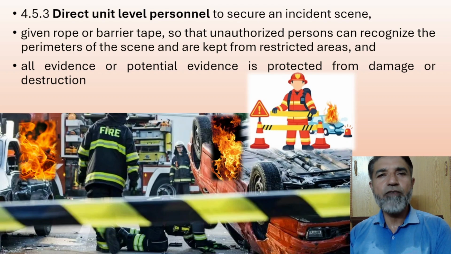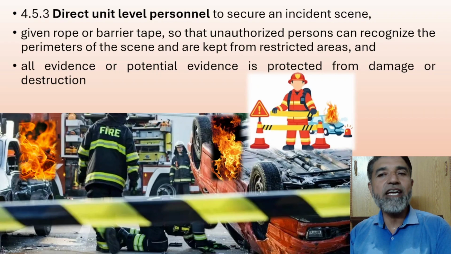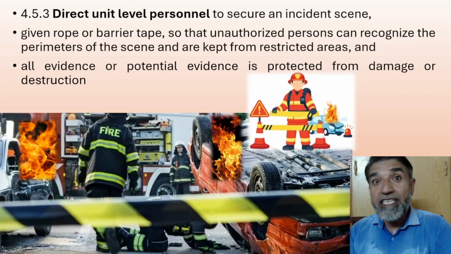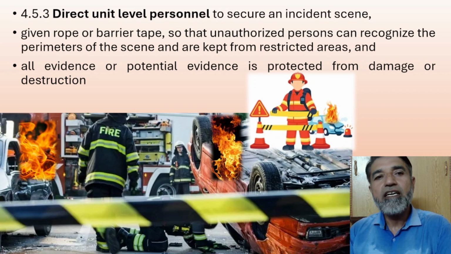The next is 4.5.3, that is, direct unit personnel to secure an incident scene. He commands them, he orders them, he sends them to secure an incident scene. Given rope or barrier tape, so that unauthorized persons cannot cross the perimeter of the scene and are kept away from the restricted area, so that the fire scene can be preserved and protected for further investigation and other official purposes.